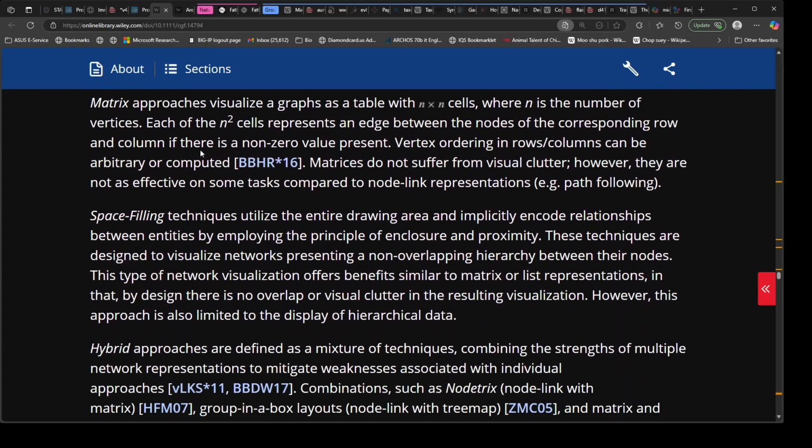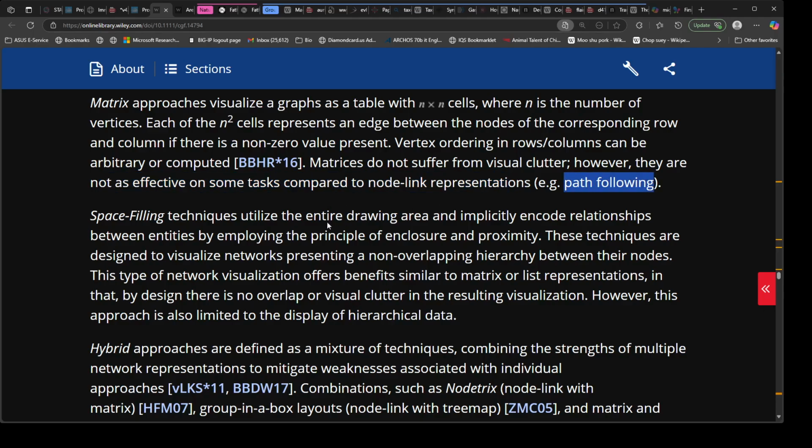Matrix approaches visualize a graph as a table with n by n cells, where n is the number of vertices. Each of the n² cells represents an edge between the nodes of the corresponding row and column if there is a non-zero value present. Vertex ordering in rows/columns can be arbitrary or computed. BBHR 16. Matrices do not suffer from visual clutter. However, they are not as effective on some tasks compared to node link representations, for example path following.